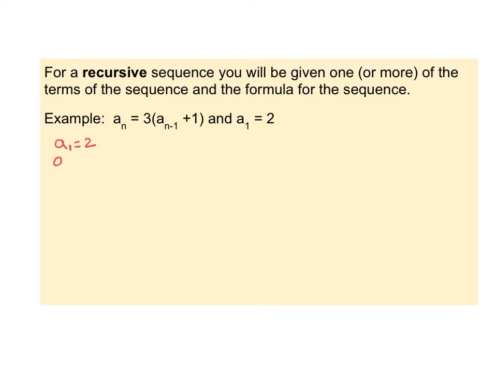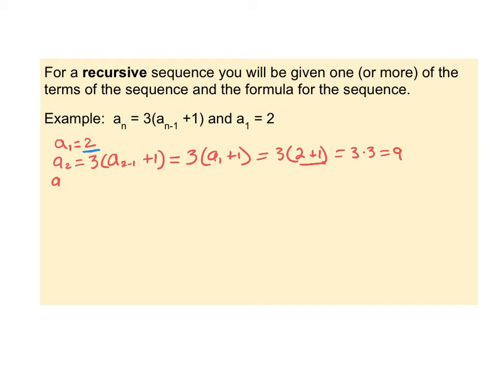Now, in order to find a sub 2, all I'm going to do is take 3 times a sub, now since n is 2, I'm going to put 2 minus 1 here, plus 1. Well, what that really means is I'm going to do 3 times a sub 1 plus 1. Now, we already know what a sub 1 is. They told us that. A sub 1 is going to be 2. So I'm just going to put the number 2 in there plus 1. So we have 3 times 3, because 2 plus 1 is 3, which is equal to 9. So that means my second term is going to be 9.